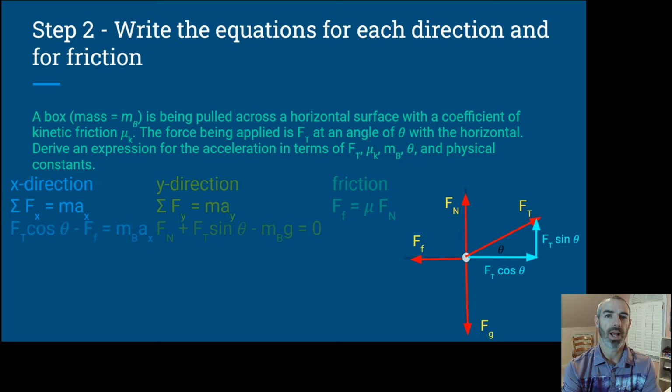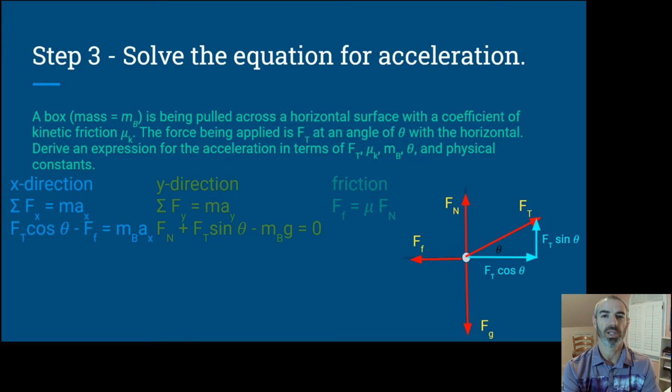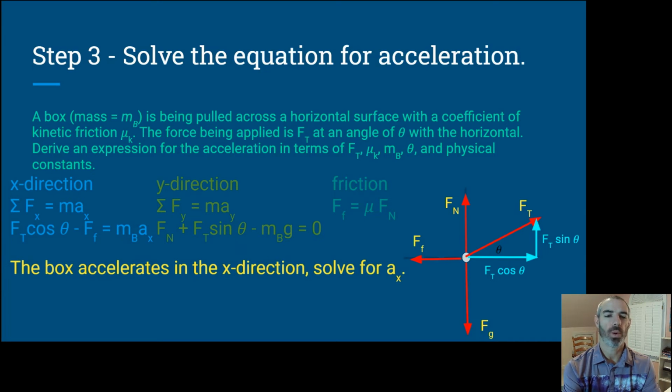Looking at our free body diagram, FT cosine theta minus the friction force is equal to mass times the acceleration. And then the normal force plus FT sine theta minus the mass times the acceleration due to gravity equals 0. Now the box accelerates in the x direction, so we rearrange that equation to solve for acceleration.